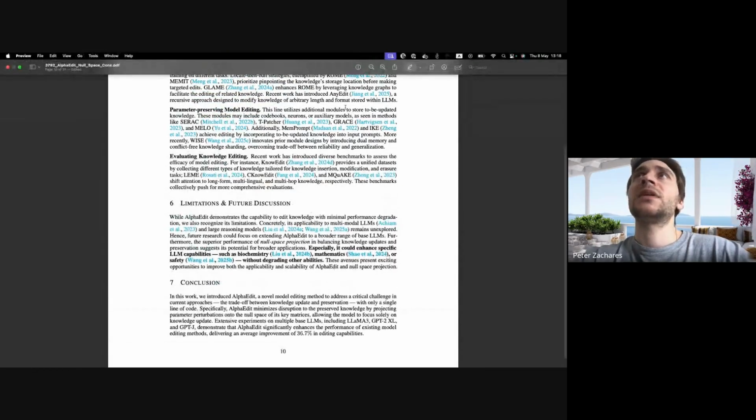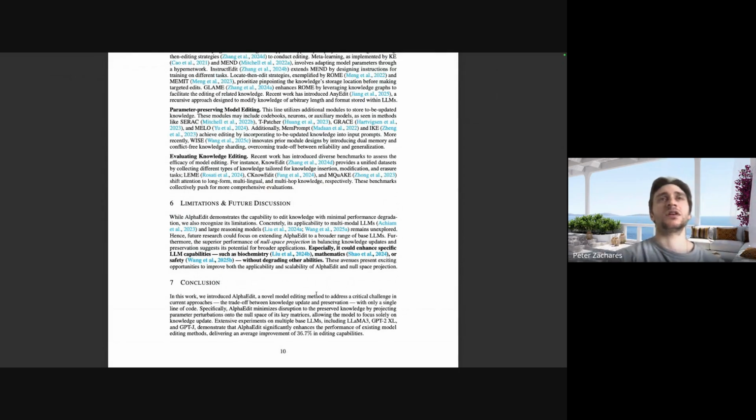Just to finish up, and then we can start talking about this, I'm not going to go through the related work. They have this limitations and future discussions section, which in my opinion needs more, because they just talk about what more they could do, but they don't say any of the limitations of this paper. And there are limitations.